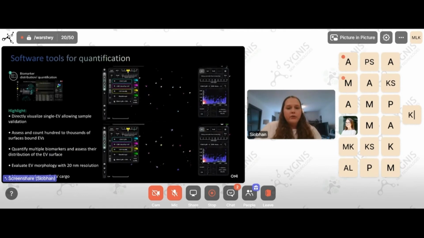The nice thing about the software tools that we provide alongside super resolution is that they allow you to get this multi-factor characterization. We can count and get quantifications for thousands of EVs on the coverslip surface, and we can assess their sizes and shapes. We can look at differences in morphologies between batches, and we can also characterize their biomarker distributions. Additionally, through these clustering and counting tools, we can measure and quantify how much therapeutic cargo is within extracellular vesicles, which would be extremely beneficial for any therapeutic or diagnostic application.